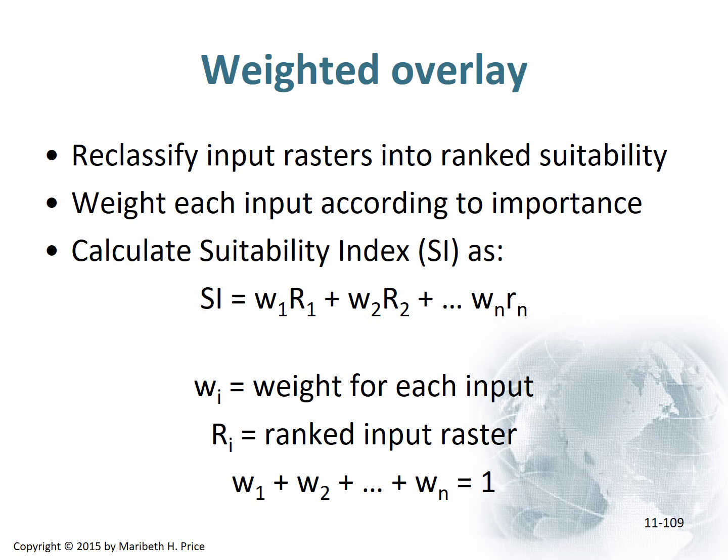Not always is everything equal. Sometimes you can use a weighted overlay function where you reclassify your raster inputs into rank suitability, weighing each input according to its individual importance, which you then use to calculate your suitability index, where you have this particular model here as an example with the weight for each input multiplied by the rank of each input. And it has nothing to do with go-karts.